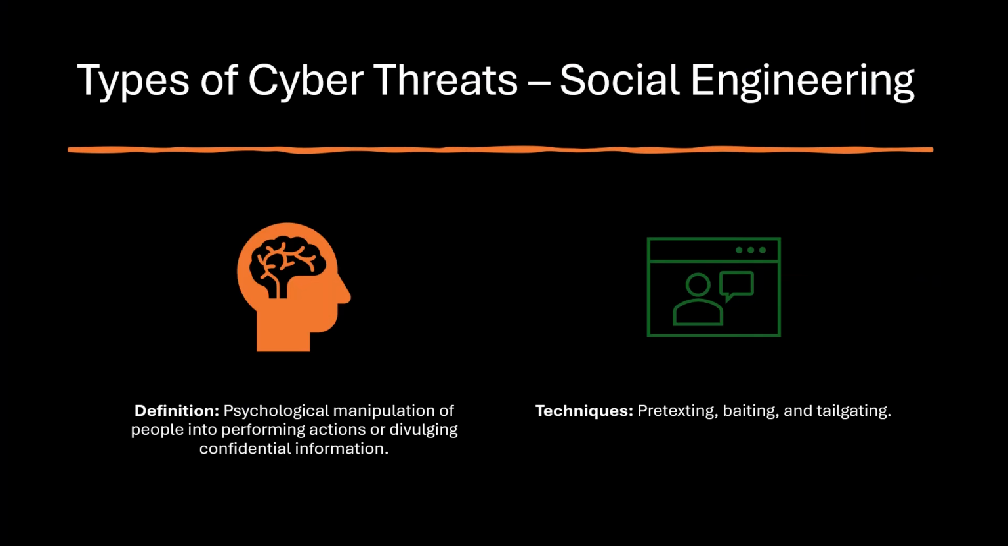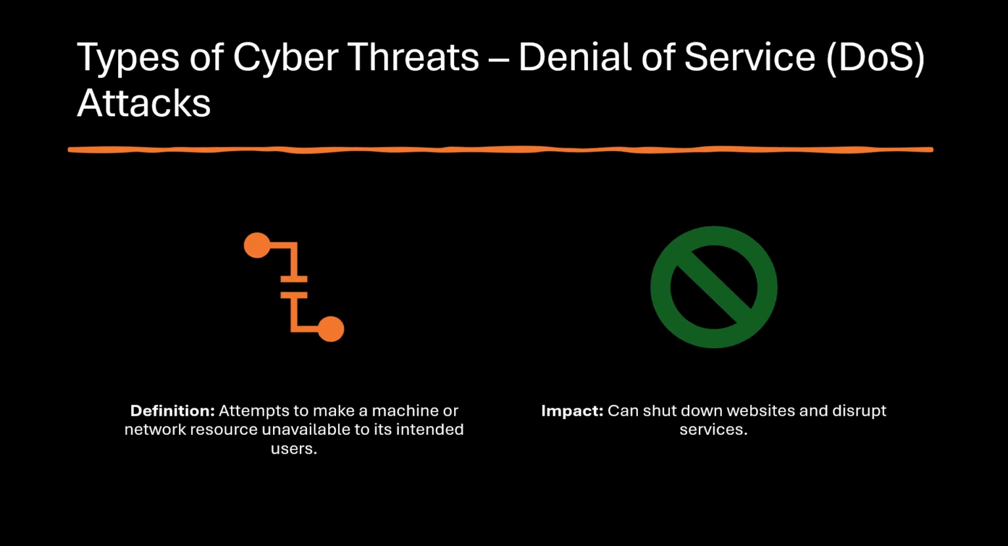Moving on to social engineering. This involves manipulating individuals into divulging confidential information. A common tactic is pretexting, where the attacker creates a fabricated scenario to steal personal information, often pretending to be someone trustworthy. Next, we have denial of service (DoS) attacks.